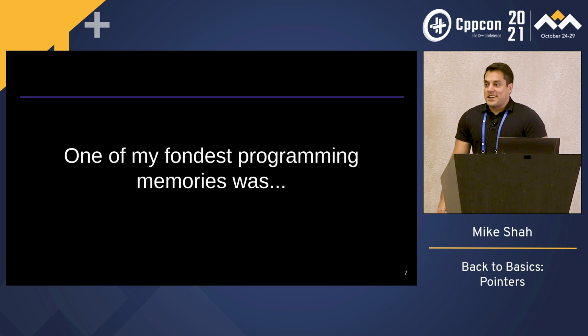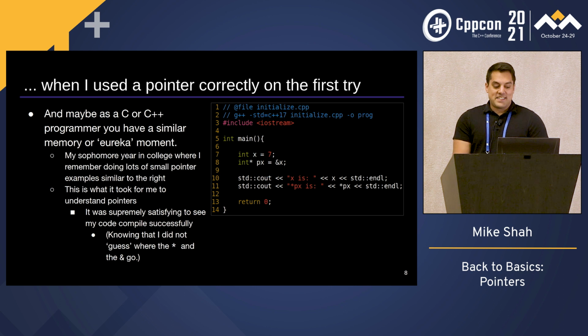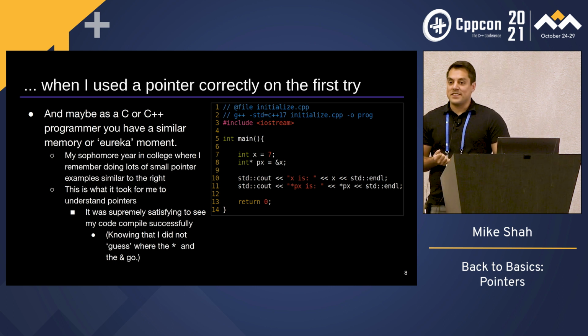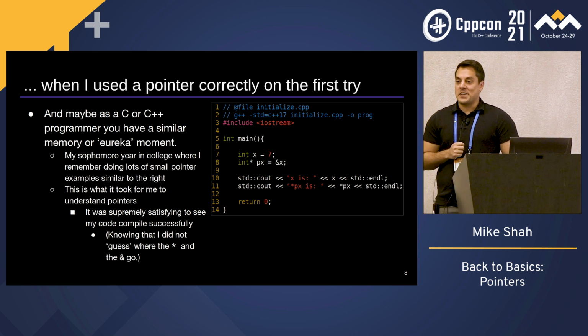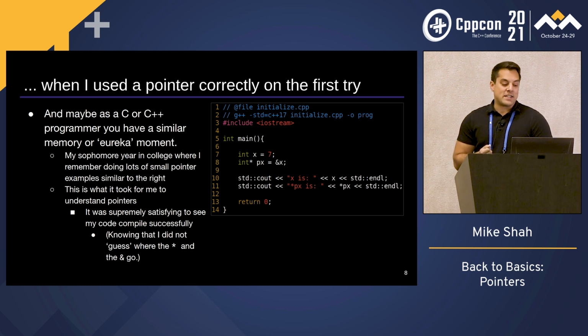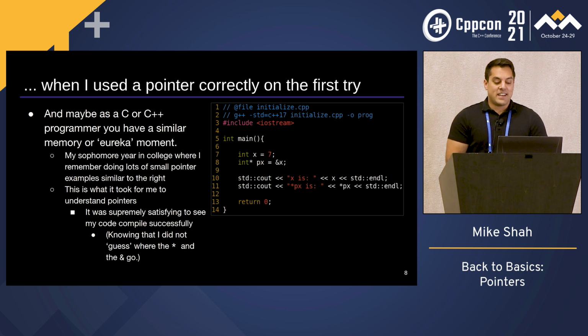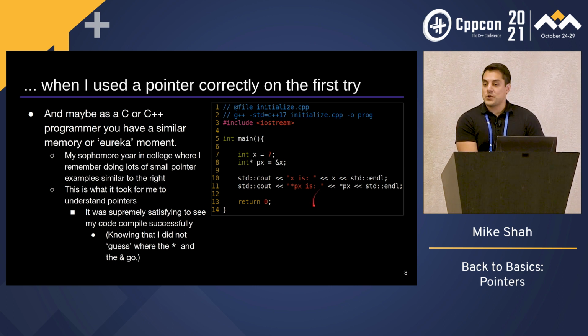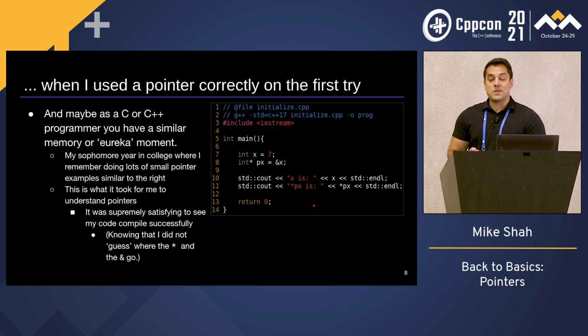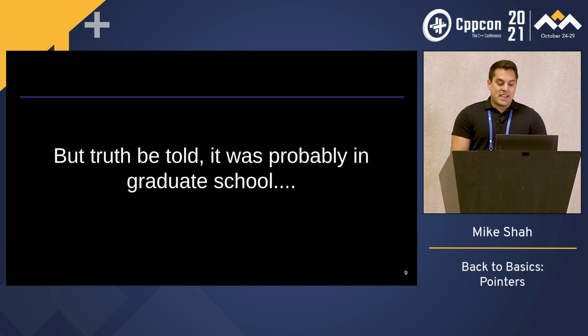Now, I want to start this off with one of my fondest programming memories. And that was when I used a pointer correctly on the first try. I remember this eureka moment when this happened. It was about my sophomore year of college, if I'm being honest, where I was learning C++, and I wasn't just guessing where to put the asterisk or the ampersand. I had actually written some small toy examples like this, and that's what really helped me understand how pointers work.